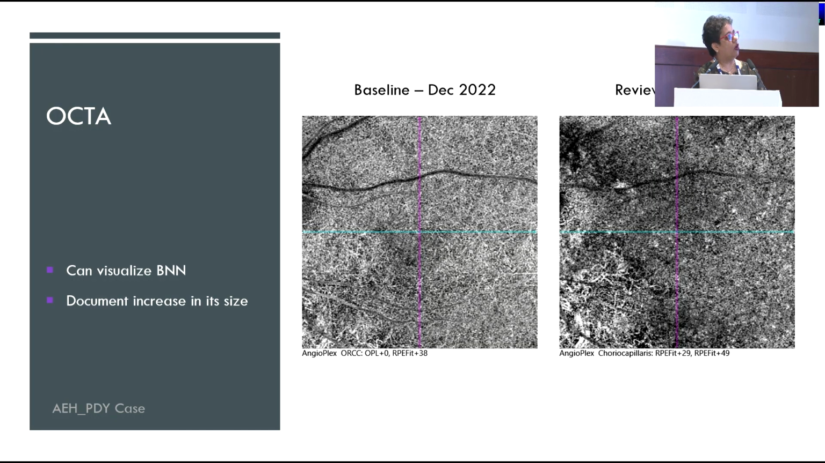Again, let us look at some OCTAs. This is a BVN, the same patient we had seen in the ICGA. This is a baseline BVN, and you can see how it has increased. So the OCTA is also showing you the BVN increasing in size, same as you had seen on your ICGA.